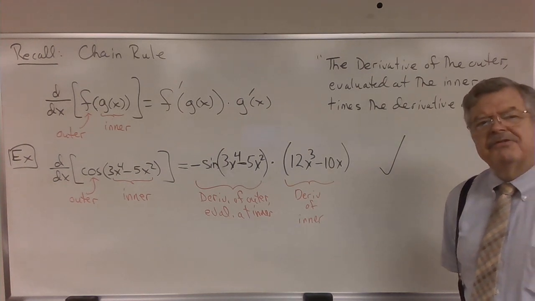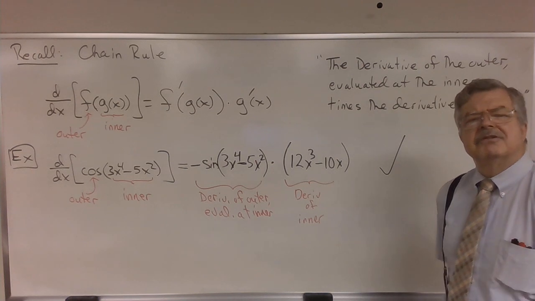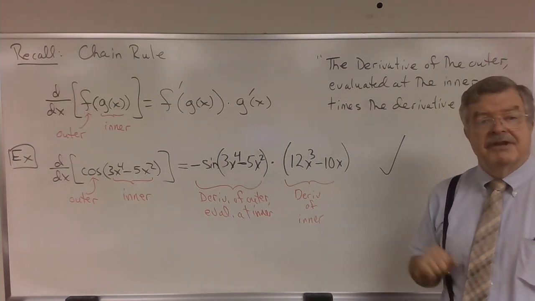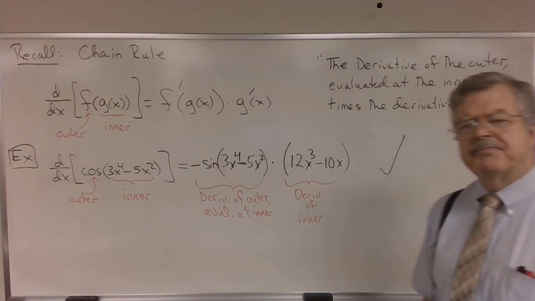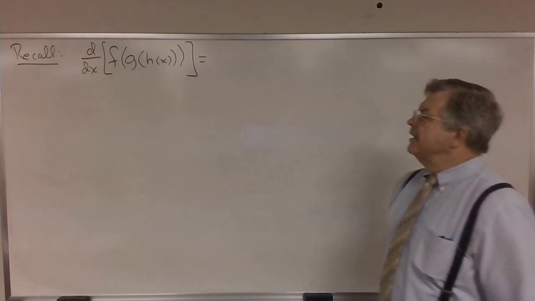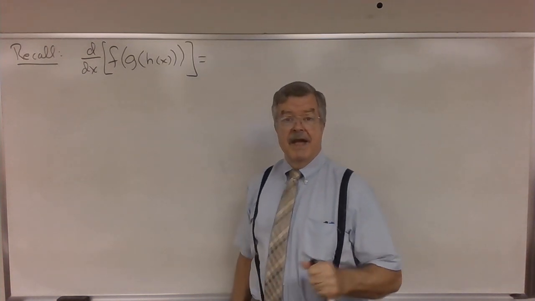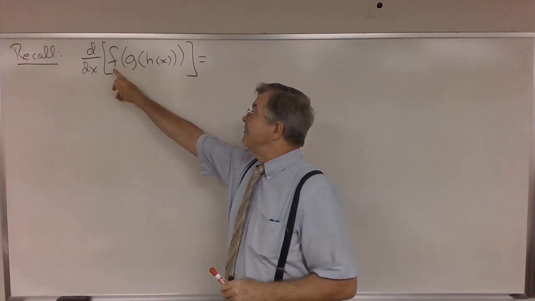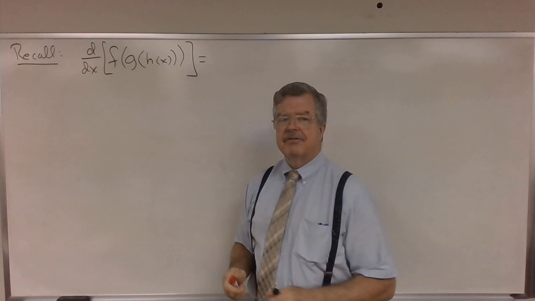We also did something else last time. We extended the result to the composition of 3 functions and even 4 functions. Let's take a look at that. Remember what we do in a situation like this where we have the composition of 3 functions. We have f evaluated at g, evaluated at h of x.